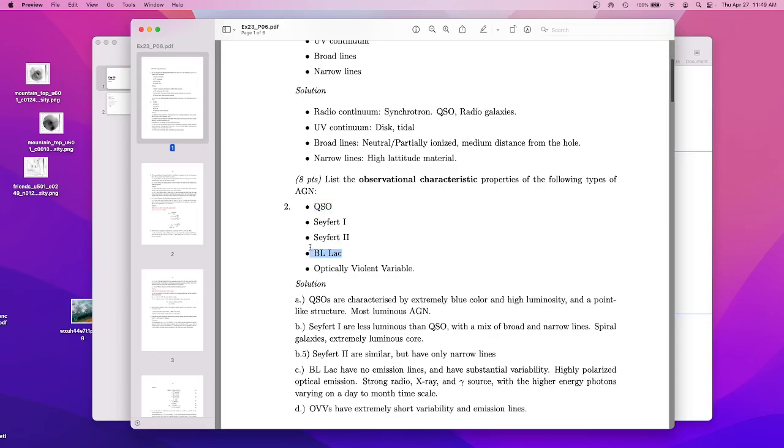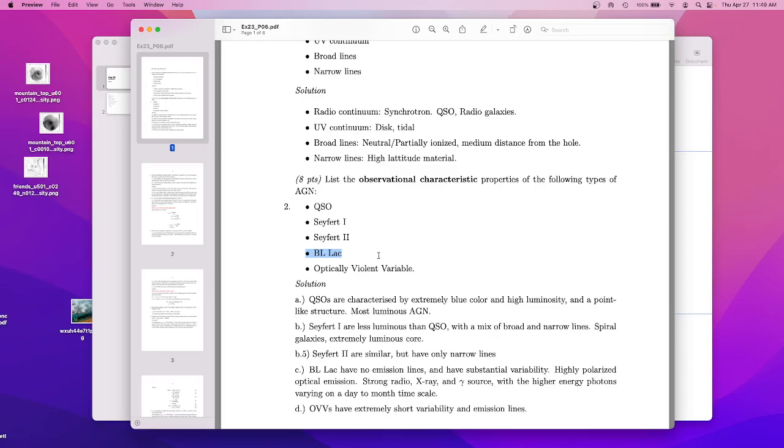BL Lac. I didn't really spend a ton of time talking about them, but they're in the reading. What's a BL Lac object, and why are they, A, special, and B, how do we interpret what makes them weird? Well, it's basically shooting the jet right at us. Right. So that's why it's weird. The luminosity varies an enormous amount. There is no line radiation. All you see is the jet.